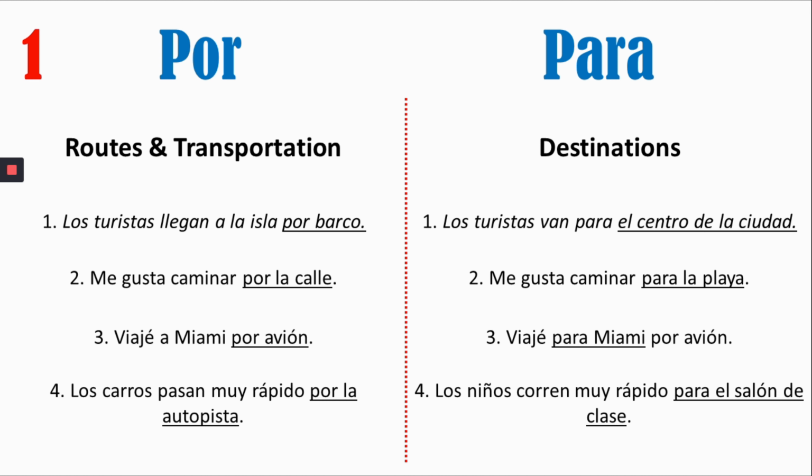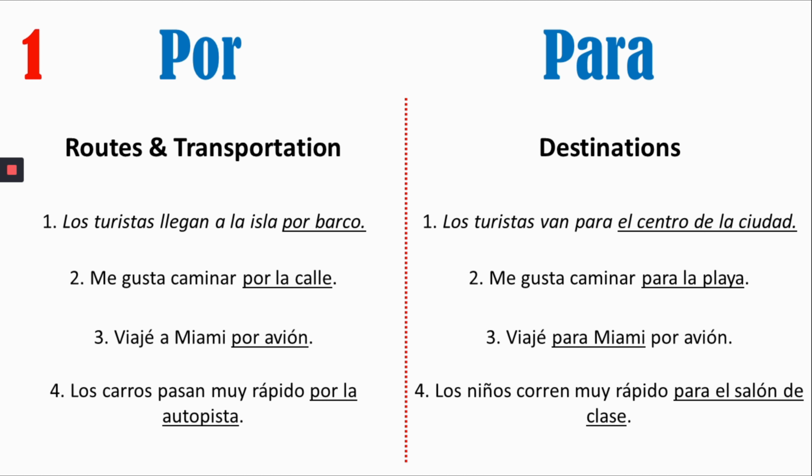Número 2. Me gusta caminar para la playa. The destination, la playa. Número 3. Viajé para Miami por avión. So here I am mixing the por and the para. I'm starting with para Miami because Miami is the destination, and I'm saying por avión because avión is the transportation that I am using.